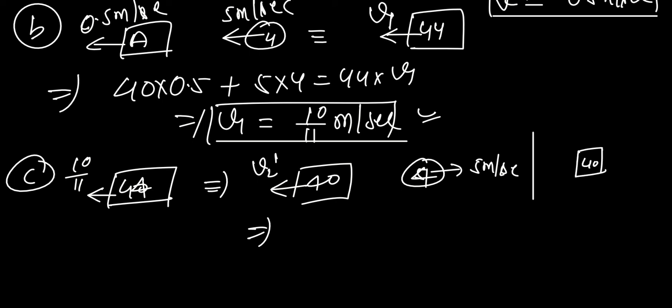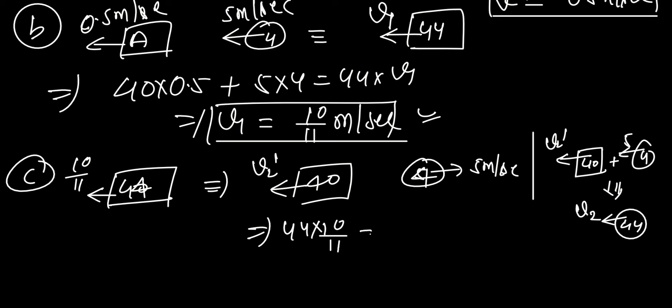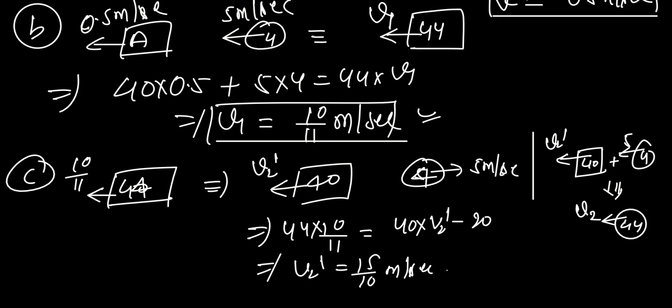this 40 kg and this 4 kg, again it will come to him. This is the second catch, and this is going to move with the speed V2 dash, and this 44 kg now they will move with V2. So this is after the second catch, and these all are intermediate things. Here we'll apply conservation of linear momentum, that is 44 into 10 by 11 is equal to 40 into V2 dash minus 20. This is 5 into 4. So V2 dash we will get as 15 by 10 meter per second.